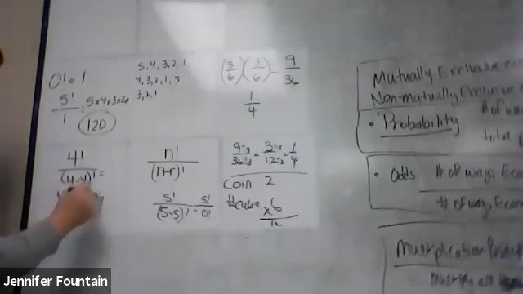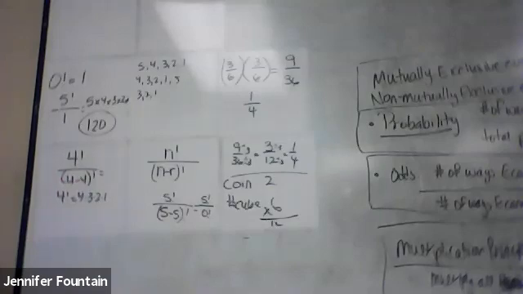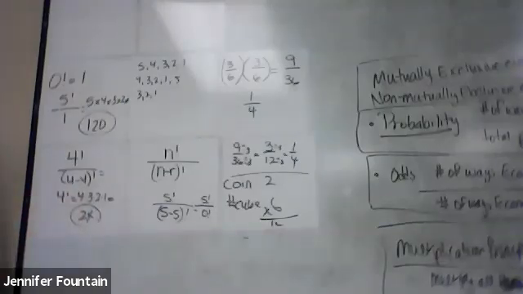So I'm going to have 4 factorial basically as my answer. So I've got 4 times 3 times 2 times 1. What's 4 times 3? 12. 12, and 12 times 2, 24 times 1. And there's your answer.